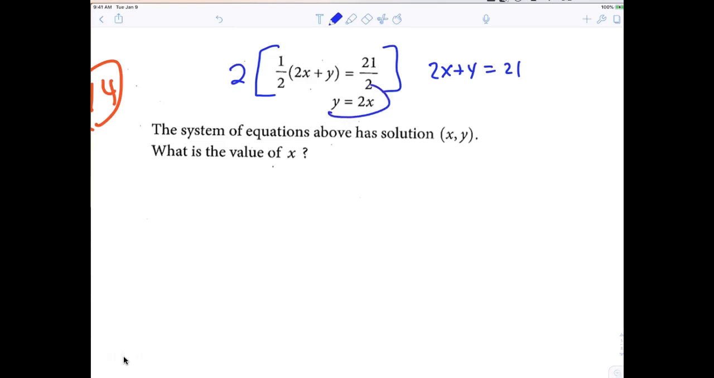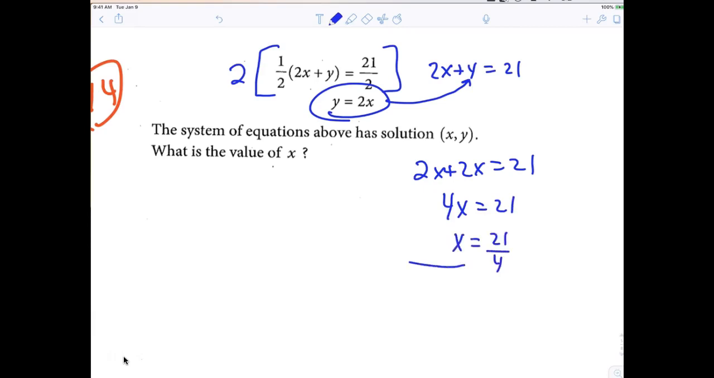Now, what does y equal? So wherever I see a y, I can put what? So now I just have 2x plus 2x is equal to 21. 4x equals 21. X equals 21 over 4. And I'm done. That's it. If you put 5.25, I'm happy also. 5 over 2. No, that doesn't reduce down to 5 over 2.